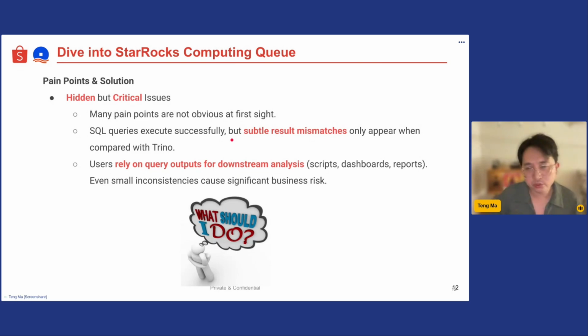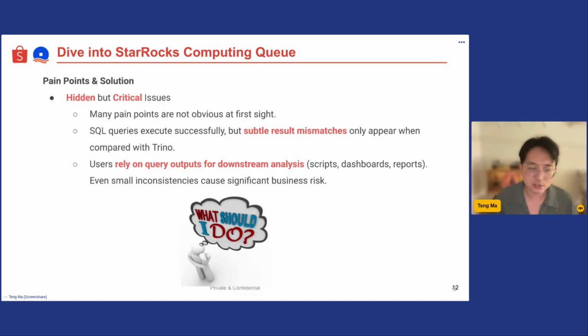And for the computing queue, we also identified some pain points. The most important, I think, is the hidden but critical issues. A syntax that is not compatible with Trino is not important, and a query that throws an exception is also not important, because when the user sends this SQL, they already face the issue. The critical issue is when the query executes well and also gets a result, but the result is mismatched with Trino, and we can only know it when we compare it to Trino.